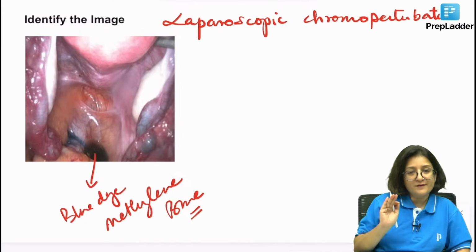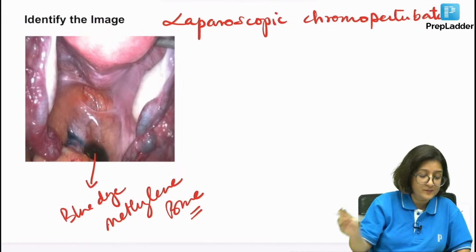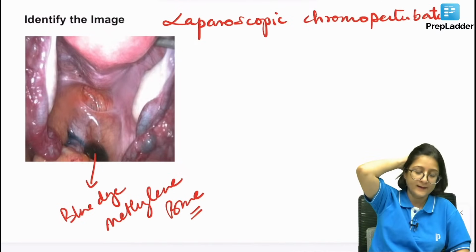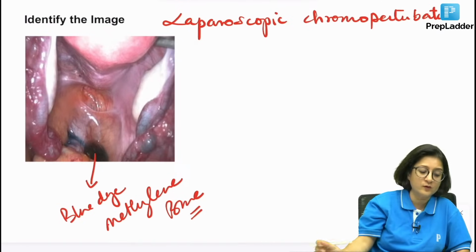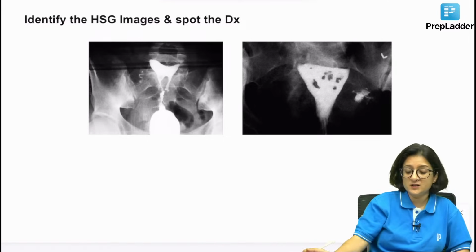And we introduce it via the cervix and push it via the cervix, and we can see it coming out of the fimbrial end of the fallopian tube, right? So this is the laparoscopic chromopertubation. Next image, identify the HSG image and spot the diagnosis.